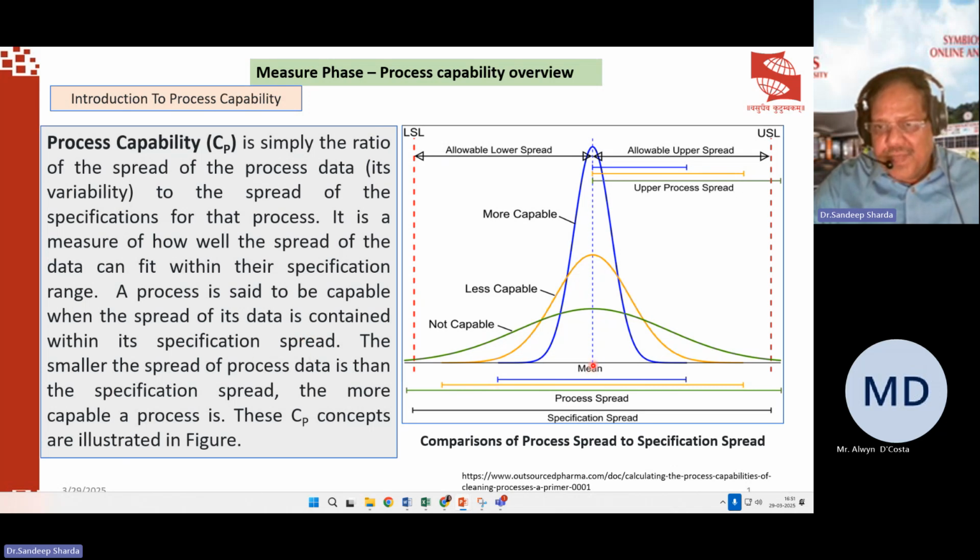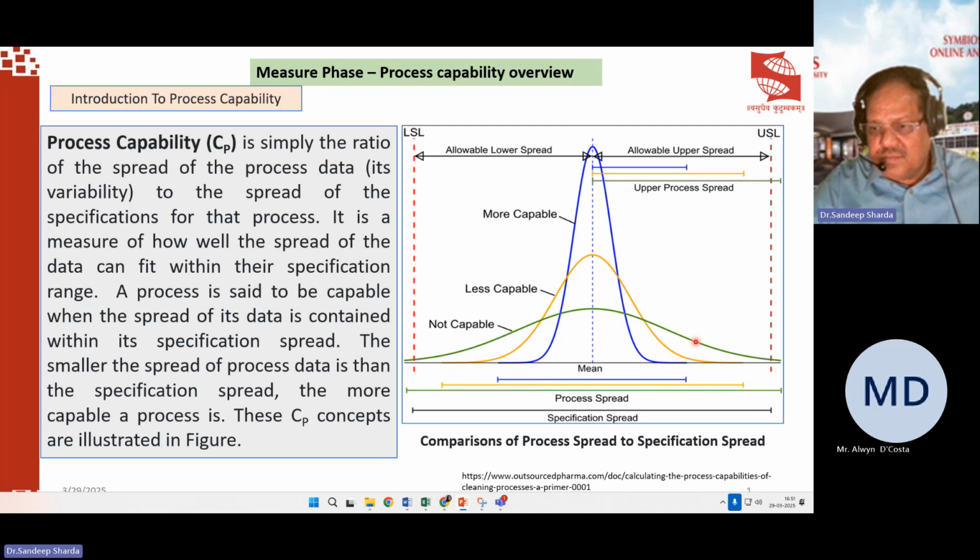So it is a mean value, and this is the allowable lower spread and allowable upper spread as far as this normal distribution pattern is concerned. So this is with the mean value. The blue line is up to the mean value, and this is your process spread with the orange color, and with the green color the upper process spread, the specification range. So this is the process spread, and that is your specification spread. So that is the black line.